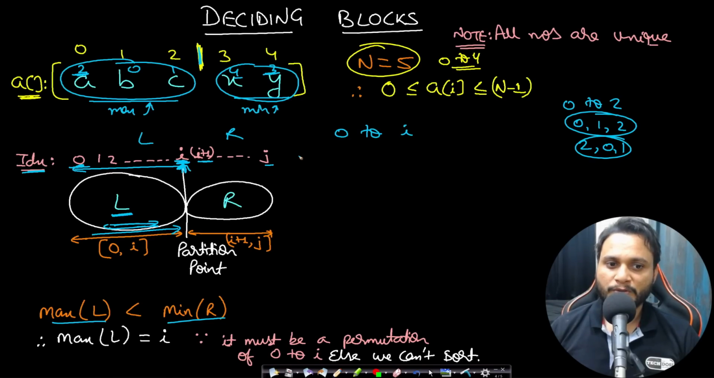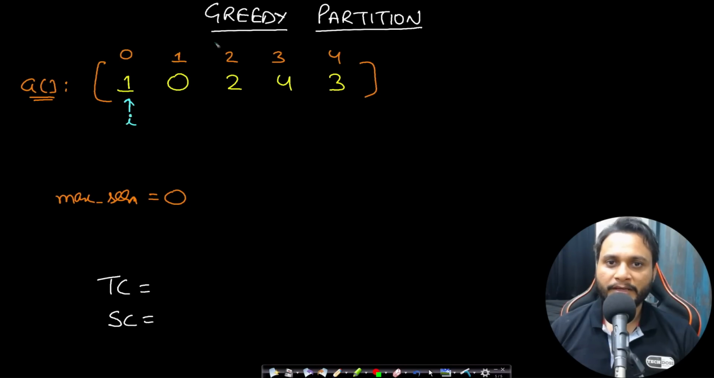So I hope you have understood the concept of anagram, the min-max comparison, and why the maximum on the left side should be equal to i. Having known all of this, we can do greedy partitioning, and we will see the dry run now.